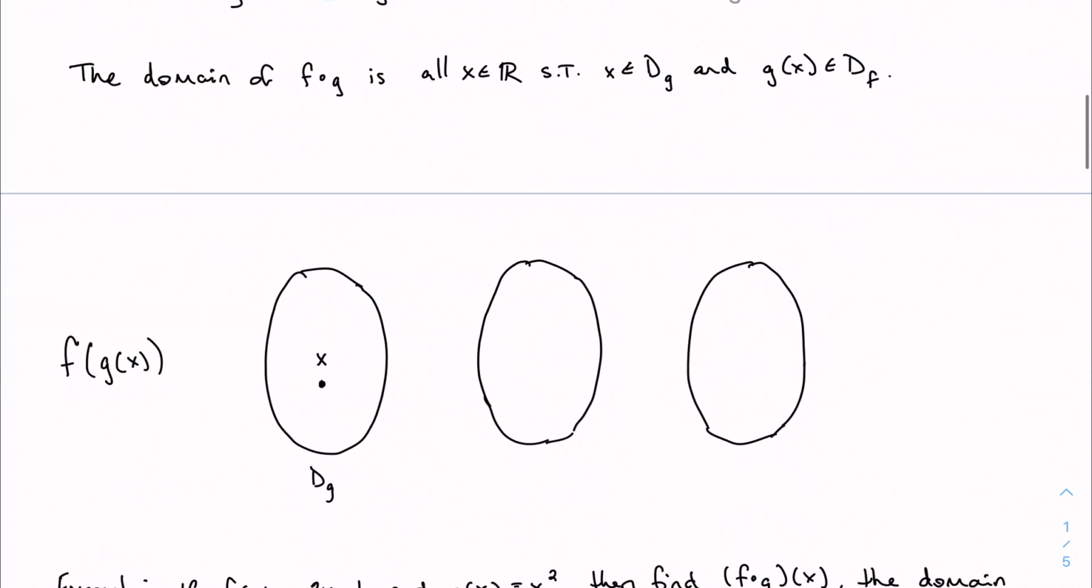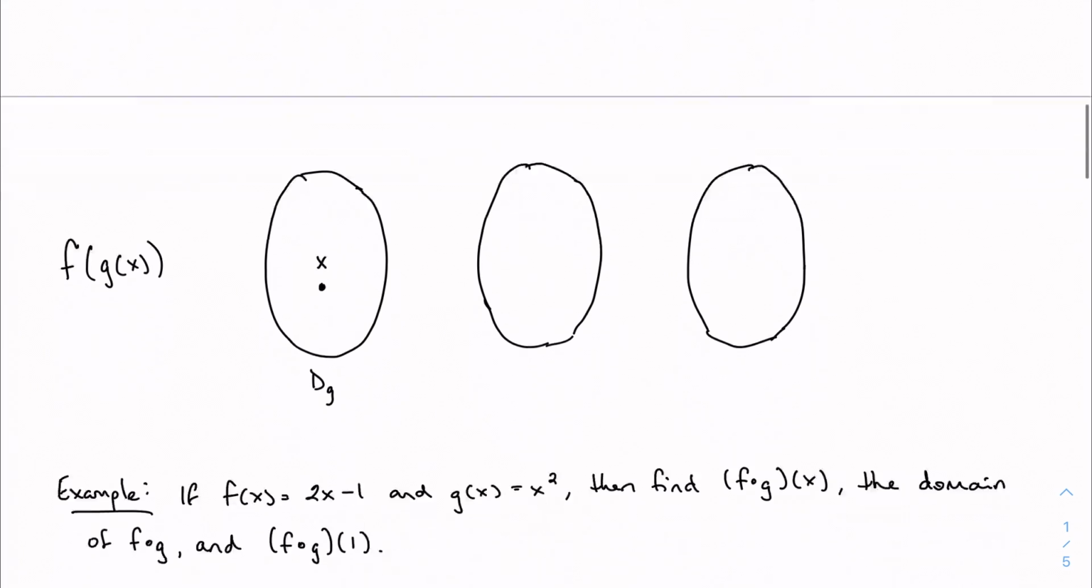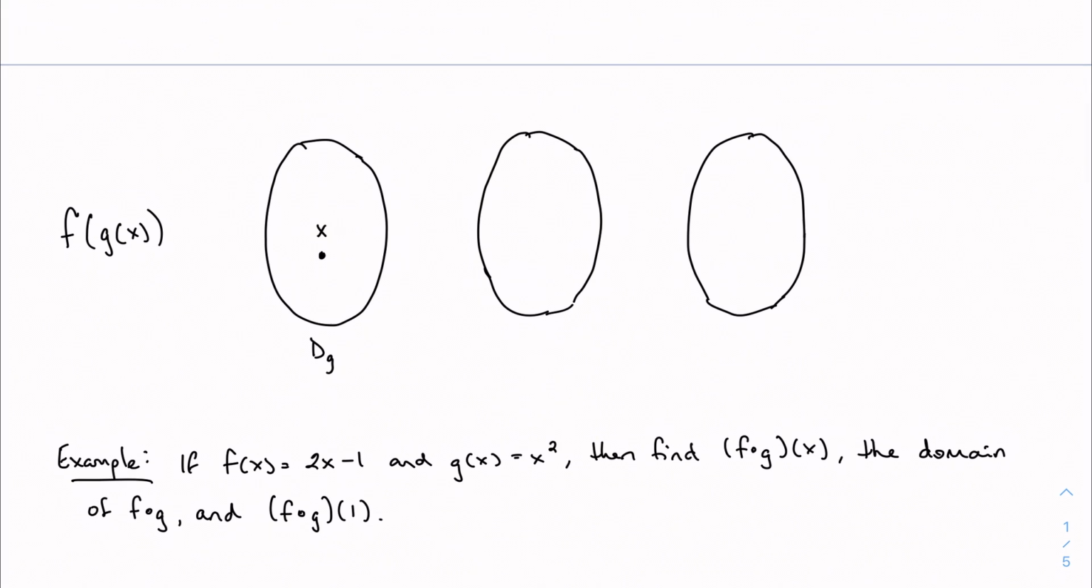So the domain of f of g is all of the real numbers as long as x is in the domain of g and g of x is in the domain of f. Your head might be spinning after you hear that, but it's not as complicated as it might sound. So let's see what this looks like. If I have my function f of g of x, and I have a value x, so I've got my value x, it's right here.